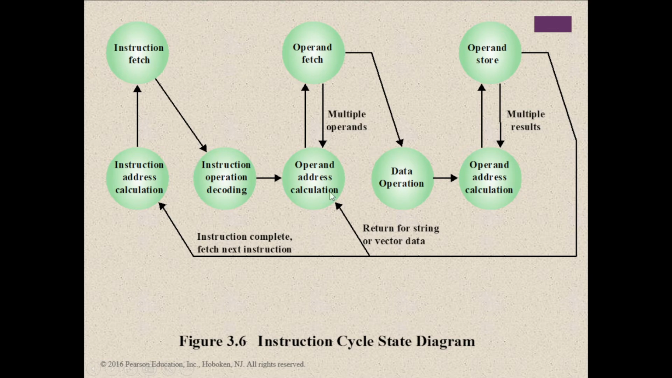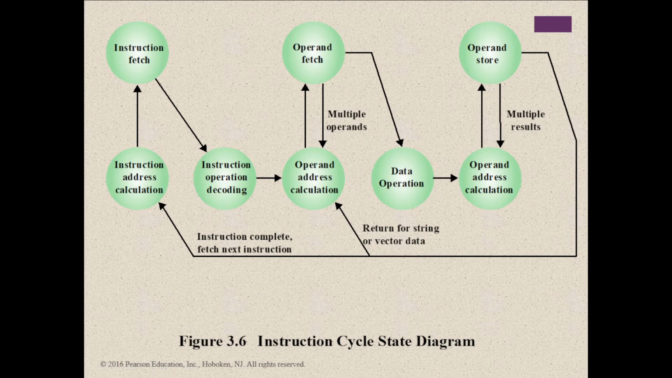So the OAC, or the operand address calculation state, appears twice, as we can see. We can see here two operand address calculations because an instruction may involve a read, write, or both. However, the action performed during that state is fundamentally the same in both cases, and so only a single state identifier is needed. Also note that the diagram allows for multiple operands, as you can see here, and multiple results, as we can see here in this diagram.